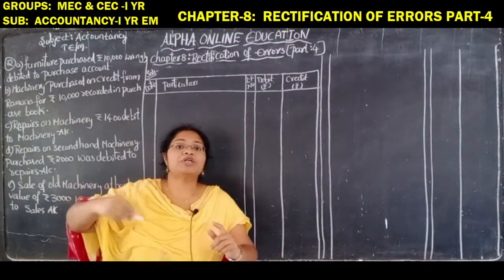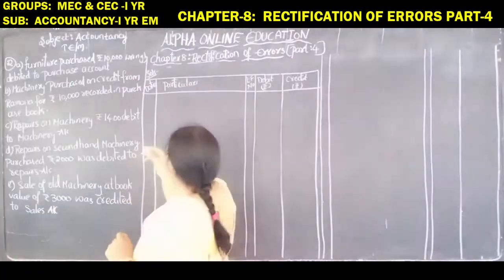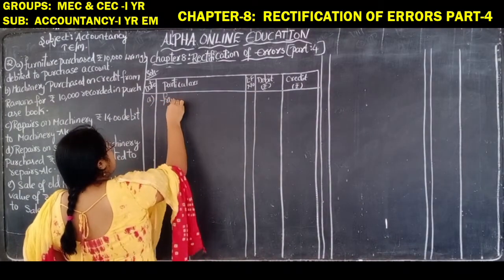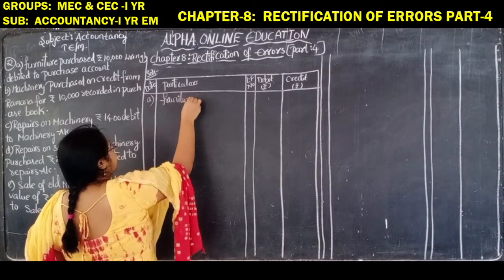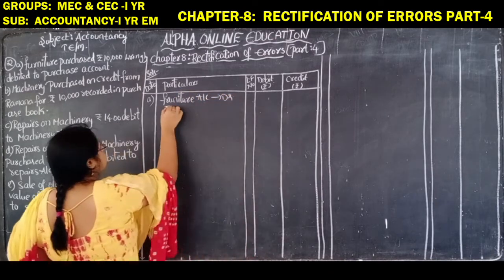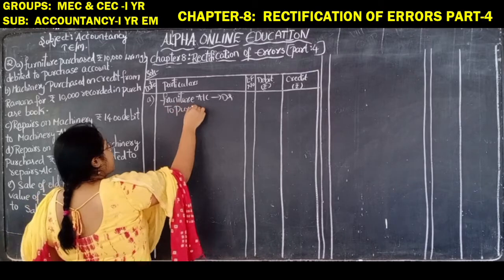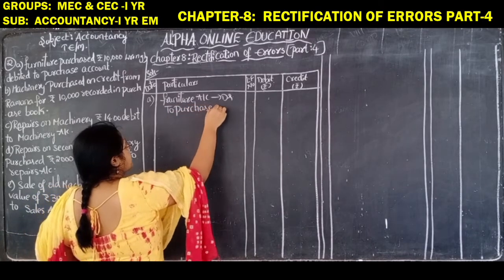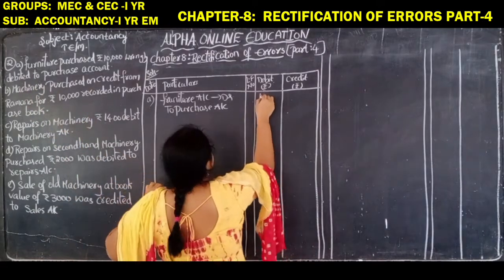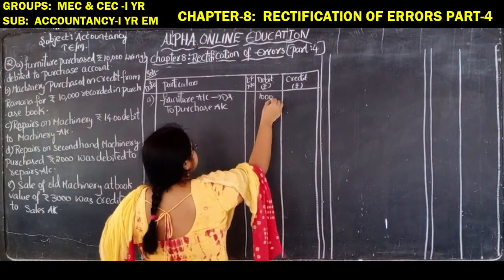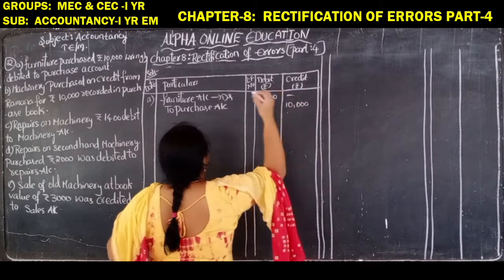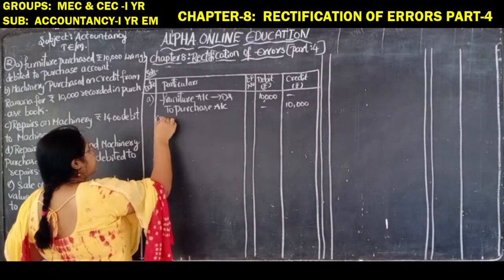Now we are going to credit the purchase. So now we will write this entry as furniture account debit to purchase account. Why am I writing purchase in credit? Because they have debited it, so I am crediting that amount, that is 10,000 rupees. Now it's right. So write down the narration.